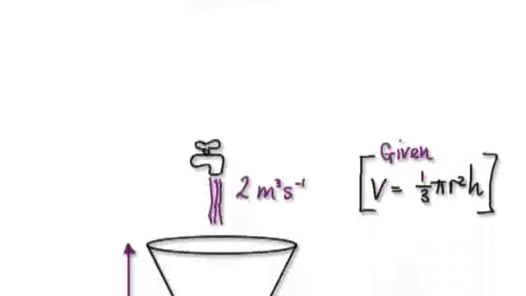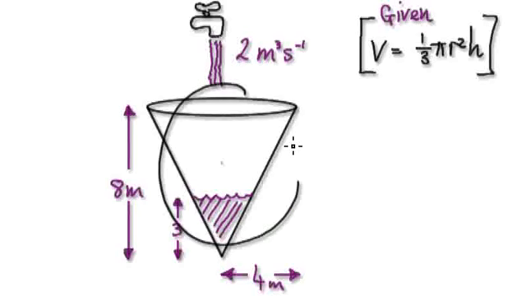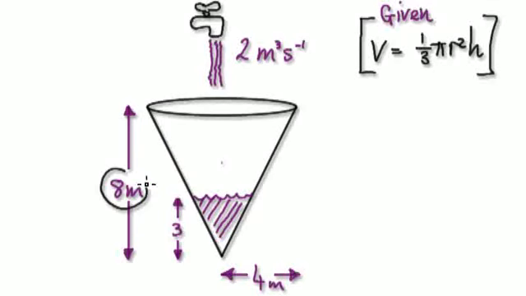Okay, let's give you guys some more practice. So let's say you've got a conical tank here. The height of this cone is 8 meters. The radius of this cone is 4 meters. You're filling it up with water.